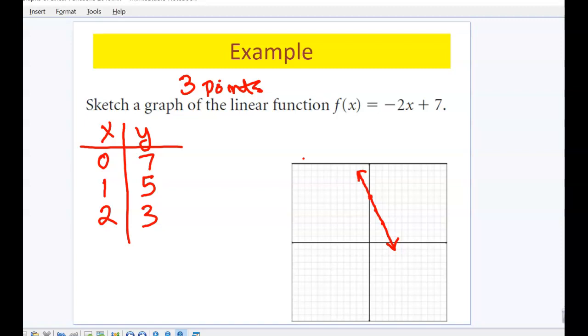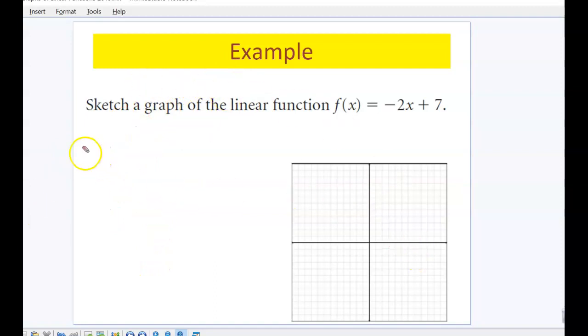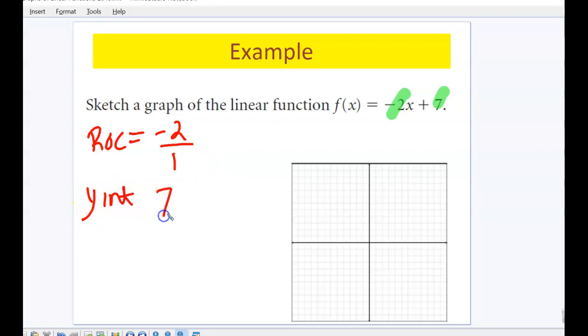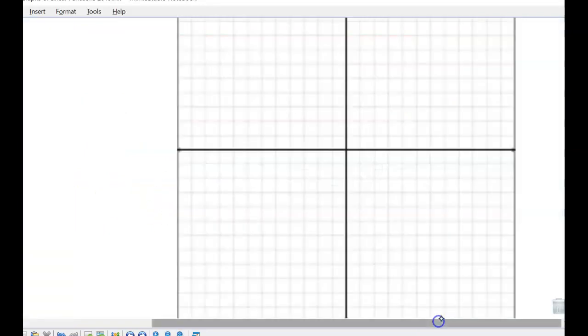However, there's another way we could do it. So I'm just going to erase this, and if you need to watch this part again, you can always rewind the video. And I'm going to just look at the graph and try to plot it based on knowing what the y-intercept is and the rate of change. So my rate of change here is really -2 over 1, and my y-intercept is the value 7. So what we could do is we could start at 7.